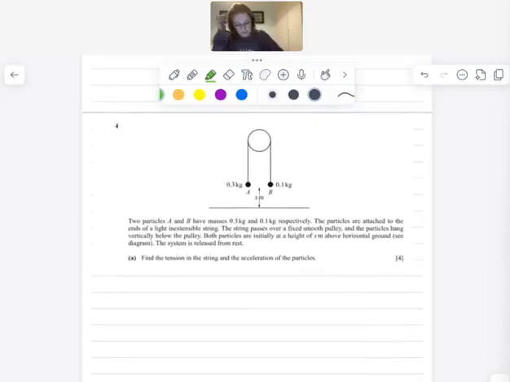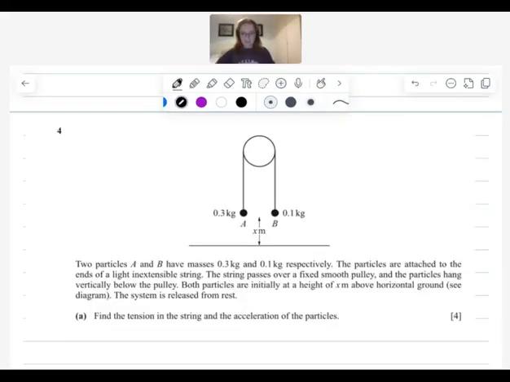Okay, let's quickly take a look at question 4. Question 4 says two particles, A and B, have a mass of 0.3 and 0.1. So first thing I'm trying to do is figure out which direction this would go in, and it's obviously going to go to the heavier side, 0.3. The particles are attached to the ends of a light inextensible string. The string passes over a smooth, fixed pulley. The particles hang vertically below the pulley.